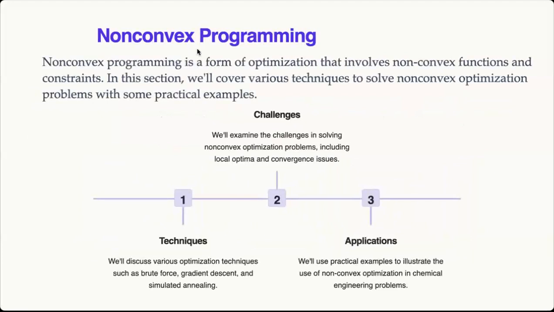And we will also deal with non-convex programming, which is a form of optimization that involves non-convex functions and also non-convex constraints, okay? This is a very large class of optimization problems, and it's much more difficult to solve compared with convex optimization problems, okay? We will examine the challenges in solving non-convex optimization problems, okay?